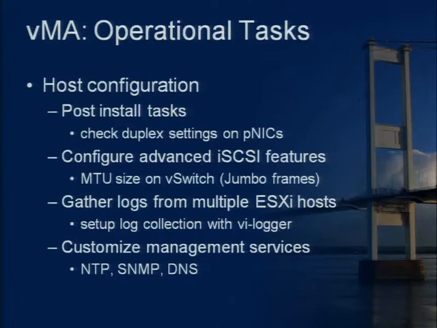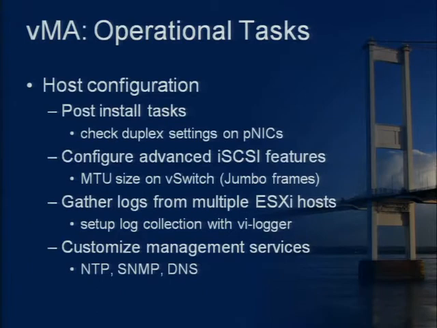In an iSCSI shop, if you're going to be using jumbo frames, obviously all the way through the environment to the array, you need to set the MTU size on the vSwitch itself, and it has to be done at the command line as of 4.1. You can set the vilogger. So it's part of basically a post-install task, or maybe you're not doing that now and you want to go through and do it. You can do that all from the vMA.